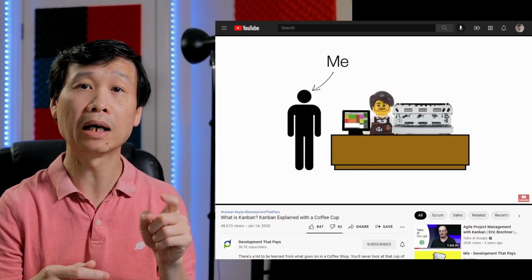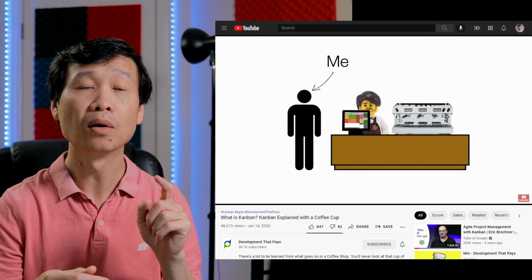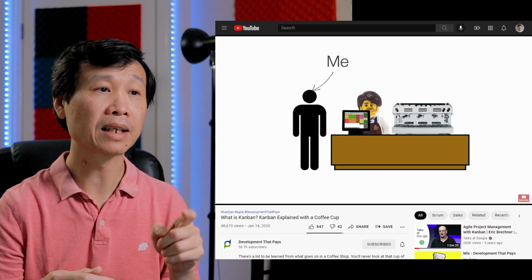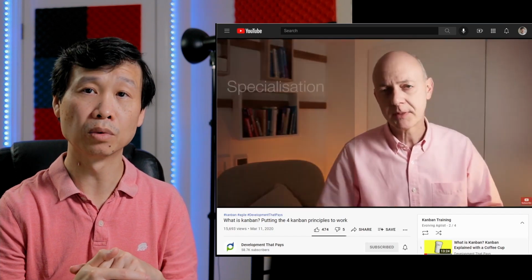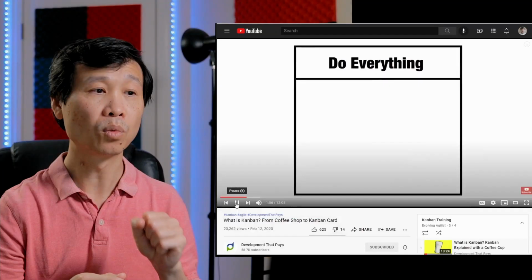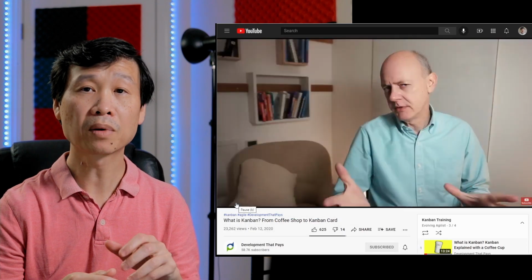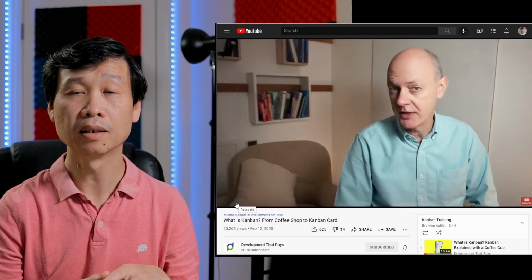The first one that I will recommend is this one: What is Kanban? Kanban explained with a coffee cup. The second one is What is Kanban? Putting the 4 Kanban principles to work. The third one is What is Kanban? From coffee shop to Kanban card. Now, I consider these three as very fundamental, the basics of Kanban. It is a nice representation to help us understand what Kanban truly is.